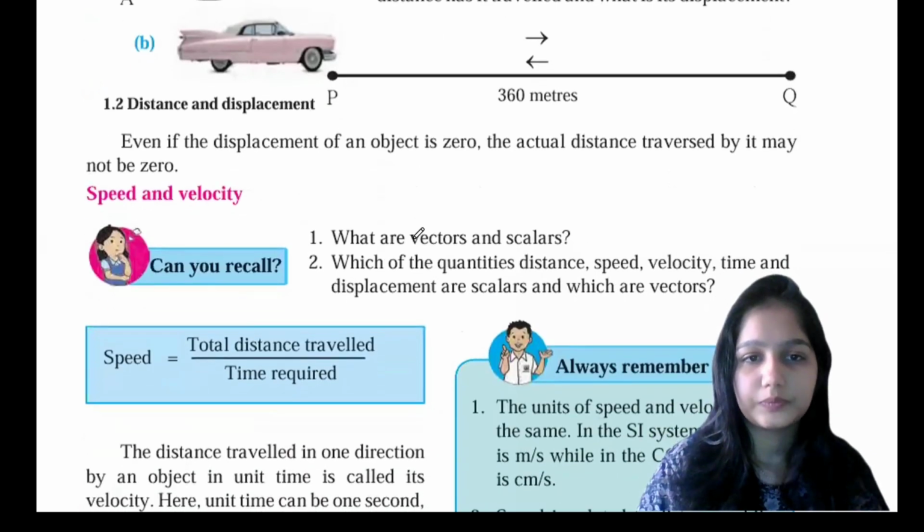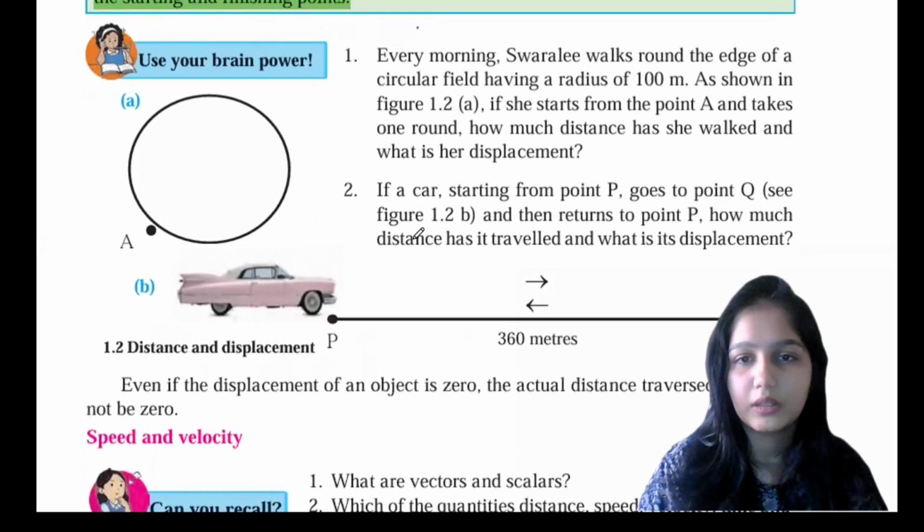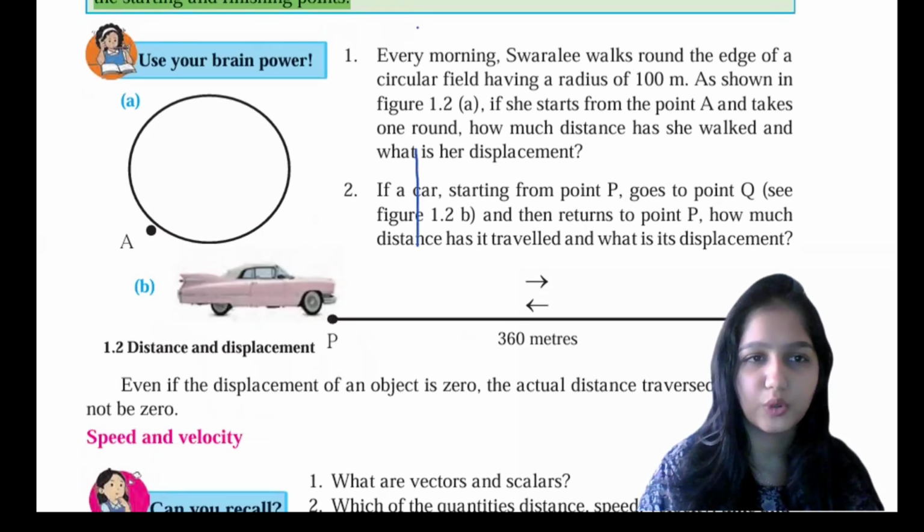Here, this is a question, brain power exercise, that we don't have to do. It's okay if we don't do it.